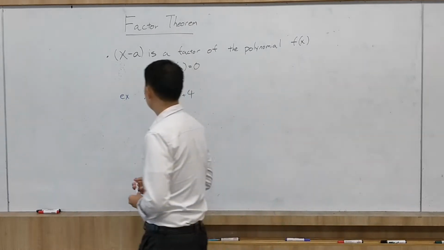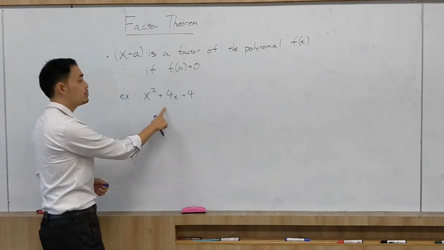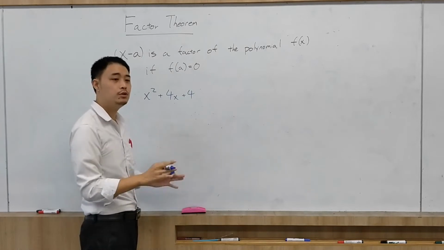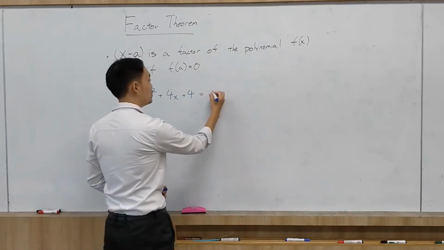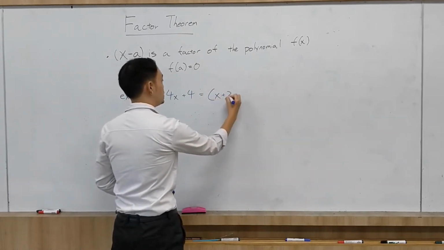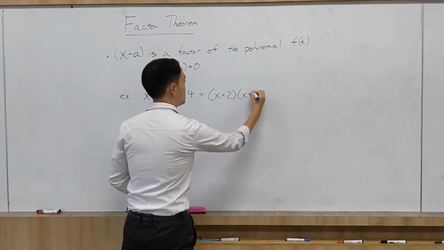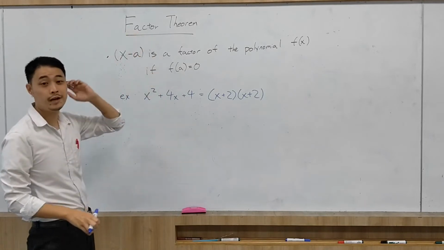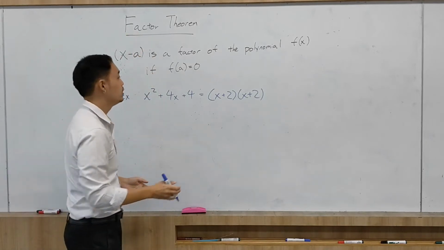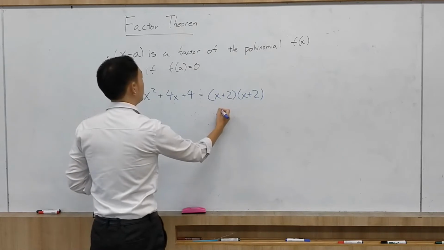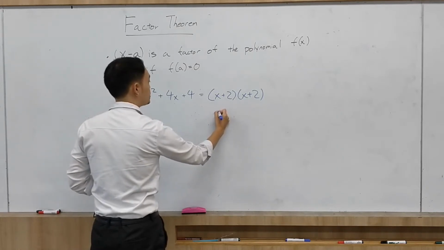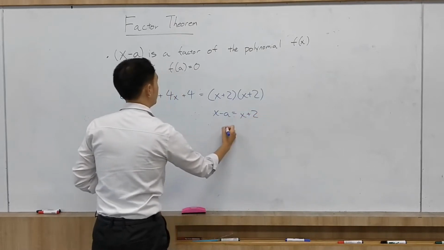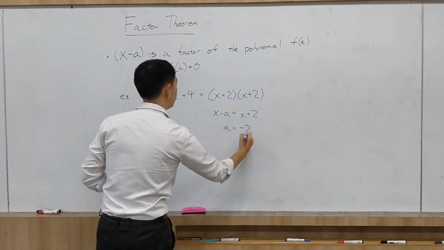So for example, if we have x squared plus 4x plus 4, well, you already know how to factor that without even using the remainder theorem. You can factor that using reverse FOIL, and you would know that this is x plus 2 times x plus 2. But just to check and make sure that the factor theorem is in fact true, we can find out what a is. In this case, x minus a equals x plus 2, so that means our a equals negative 2.